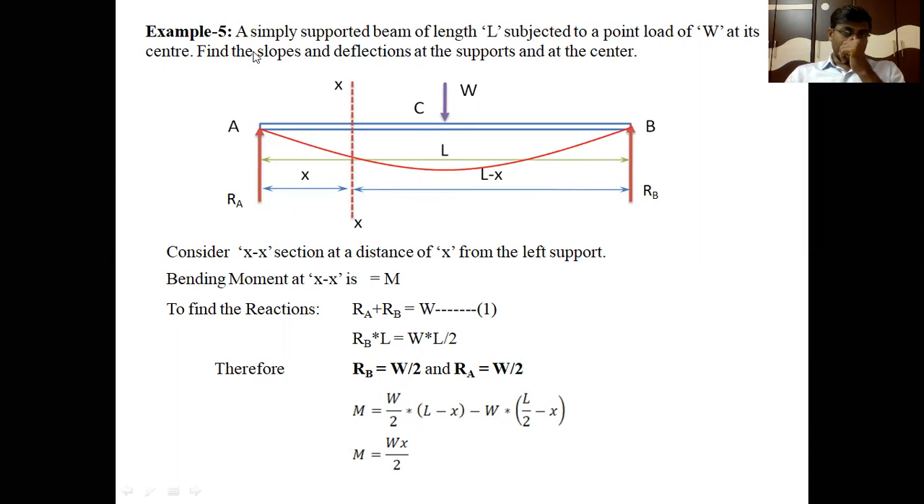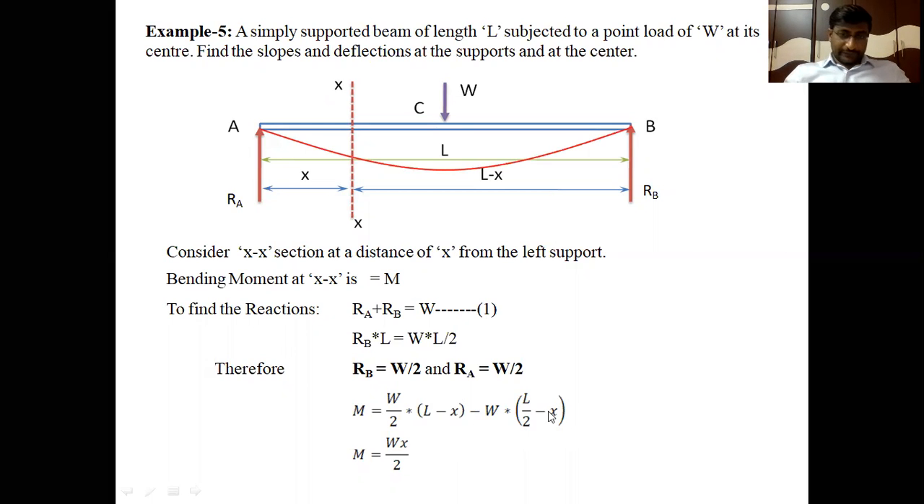Minus enduku, idi clockwise moment develop chestundi, anduvalla minus W into enta distance cheyali, ee rendintiki madhyalo distance enta, how much is this distance, the perpendicular distance. We know that the total distance from A to C is L by 2, half of the length. This distance is L by 2, this distance is X, so L by 2 minus X gives the distance from the load to the section. Okay students, so I have written here W into L by 2 minus X. Minus sign is for clockwise moment.